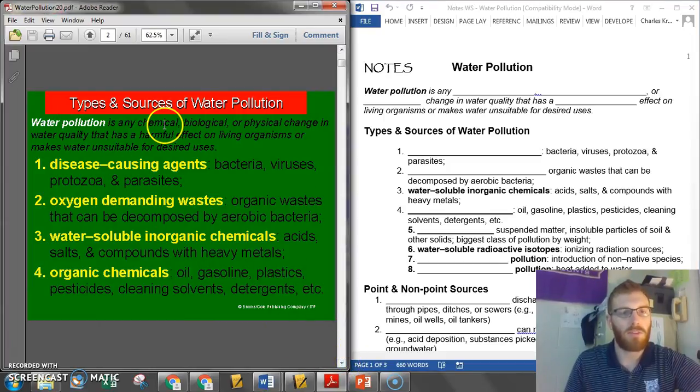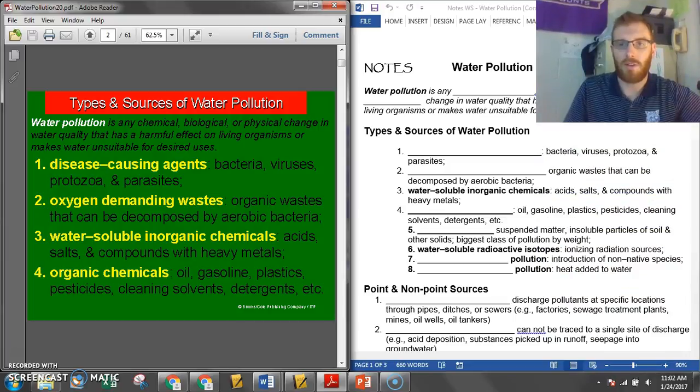So, we have water pollution as any chemical, biological, or physical change in the water quality that has a harmful effect on living organisms or makes water unsuitable for desired uses. You can fill this in here, and I'm going to move my face out of the way as we move through the guided notes here.